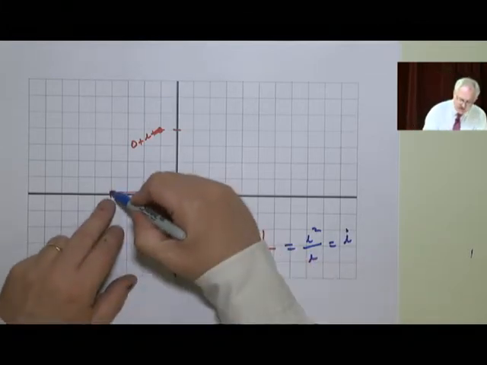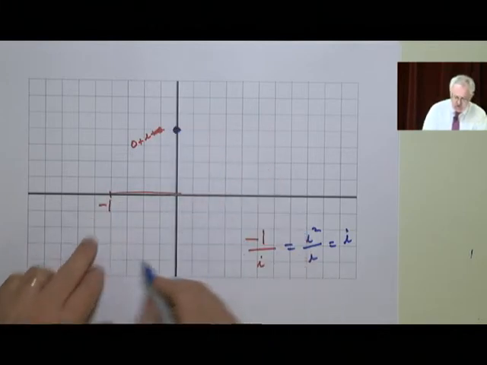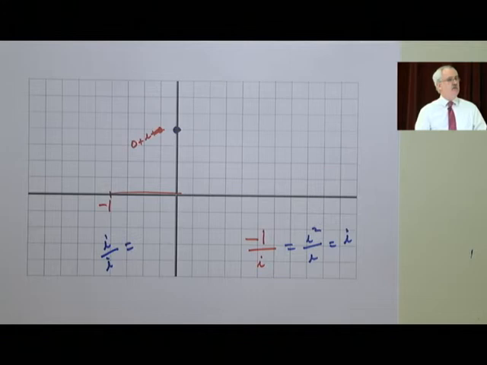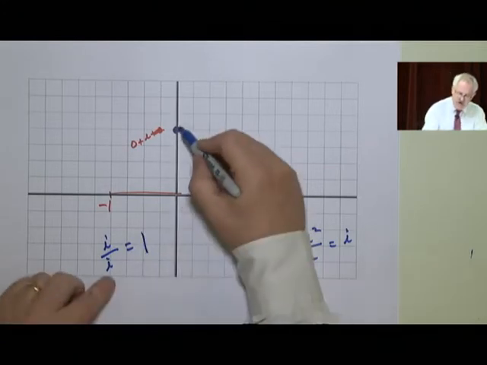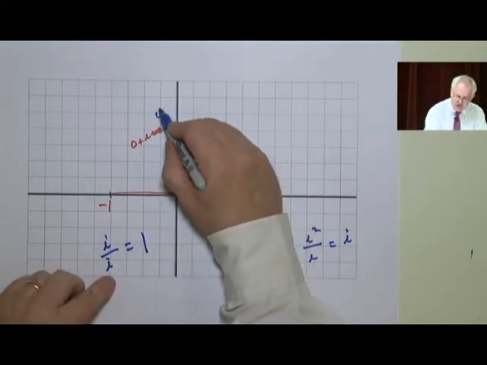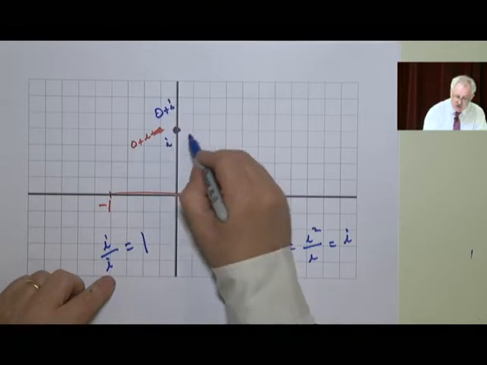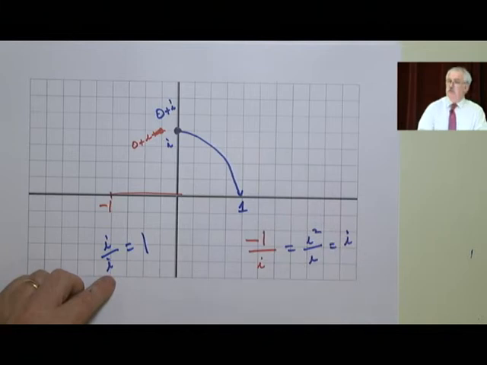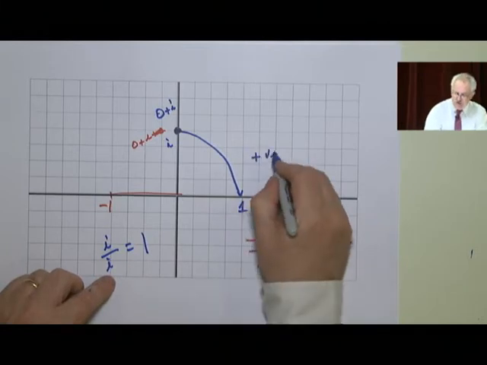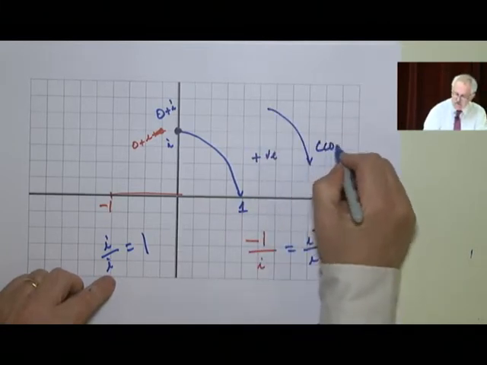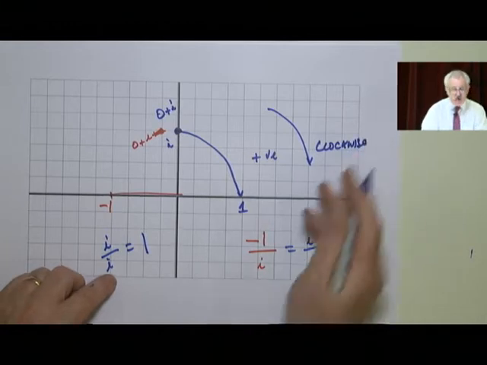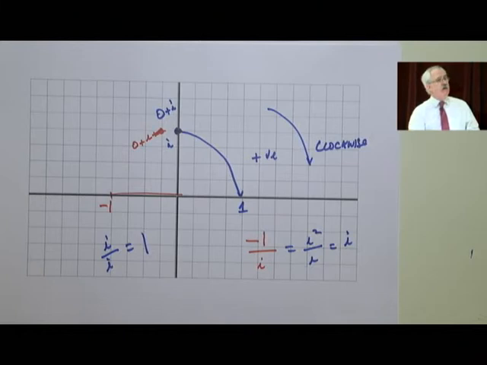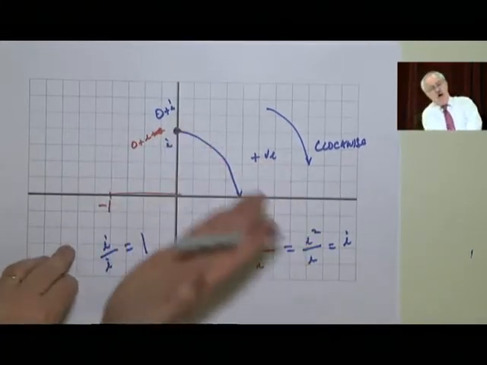So if I took this and divided, I'd end up there. What's i divided by i? An easier one. 1. So if I divide this number here, which is called 0 plus i, or just i, by i, I end up at 1. So dividing is clockwise. Whereas when I was multiplying by i, it kept on moving the other way. Is that okay? Whereas when I divide by i, I'm going this way.